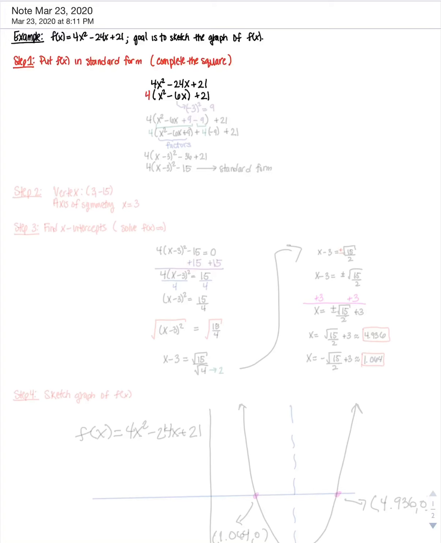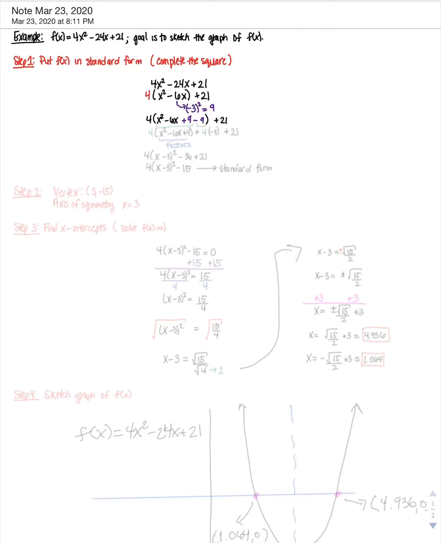Now the next step is, this is where we take half of the middle term, which is negative 3, square that, and we get 9. This is what we add inside of our parentheses. So we're going to get 4 times x squared minus 6x, and now we will add that 9 and subtract it, close our parentheses, and we still have our plus 21.